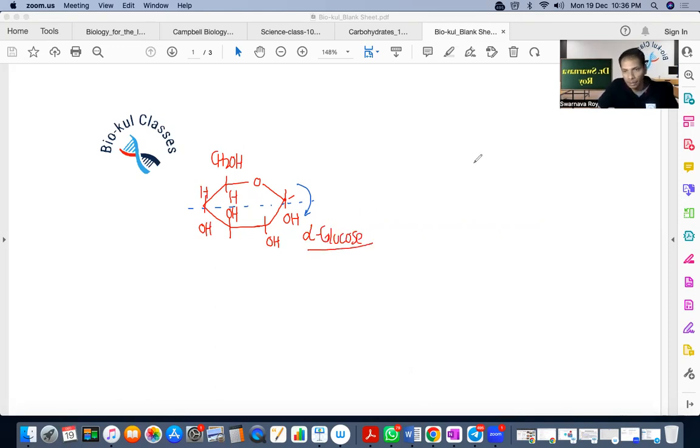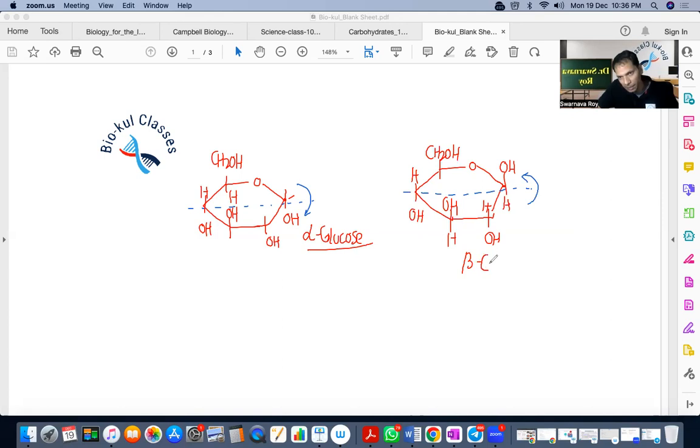With the same concept, if we have the first OH above the plane, again, I'm drawing the plane here. This is the plane. If it is above the plane, this is H, this is OH, this is OH, this is OH, CHOH, and this is CH2OH. So this is called a beta glucose. So beta glucose, the hydroxyl is above the plane. In case of alpha glucose, this is below the plane.